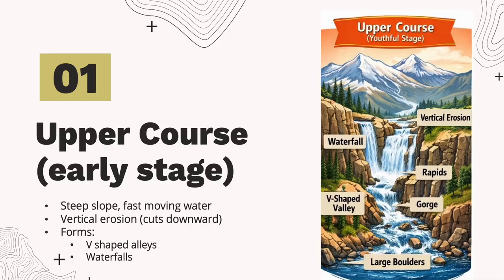Okay, so next we're going to be talking about the stages of erosion. So the upper course stage, which is also called the early or youthful stage. This is a steep slope. It has fast moving water, which is obviously like white water rapids mainly. It's mainly caused by vertical erosion and it cuts straight downwards rather than at a slope. This forms V-shaped valleys, as you can see on the right-hand photo.